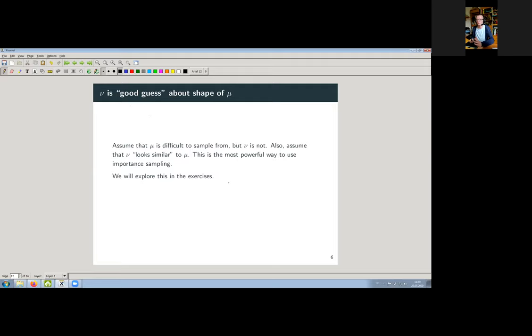Let's say our posterior is something like that, so it is concentrated in this region, and our prior is very broad, so it looks like that. Then we saw that it's not smart to use the prior as our reference measure.